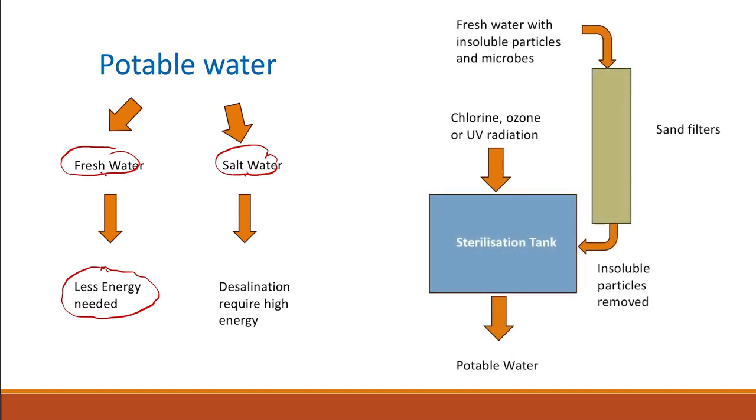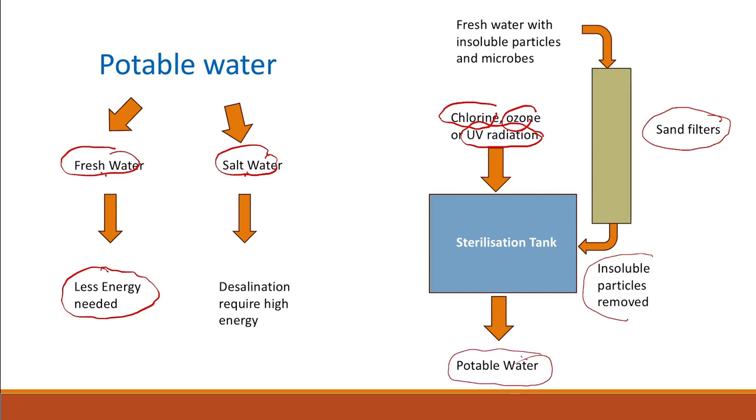So let's start with the process of obtaining potable water from fresh water. There are two stages. The first stage is that fresh water contains some insoluble particles and microbes. So first it passes through sand filters where insoluble particles are removed. And then the water goes through sterilization tanks where it becomes sterilized using either chlorine, ozone or UV radiation. We get rid of the microbes and then we have potable water, which is safe to drink.